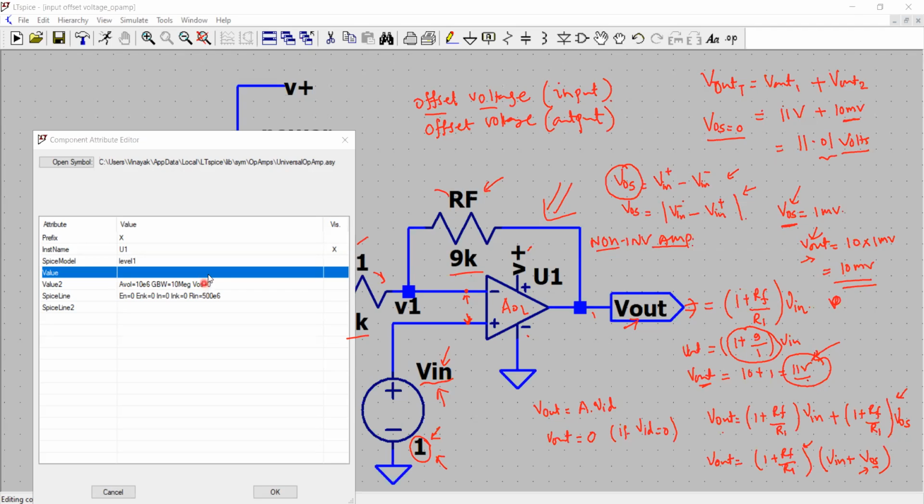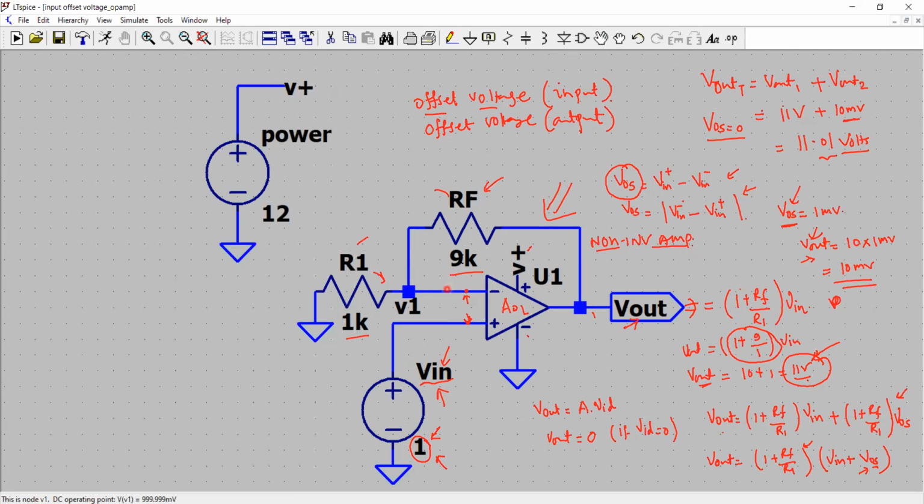Basically, you can say that VOS, which is the difference between the two input terminals, is set to be 0. So if I apply 1 volt, the gain is 1 plus RF over R1, which is 9 divided by 1, which is 9, plus 1 will be 10. The gain is 10 multiplied by this 1 volt. I have an output of about 10 volt. So whether that is the case or not, we will see.